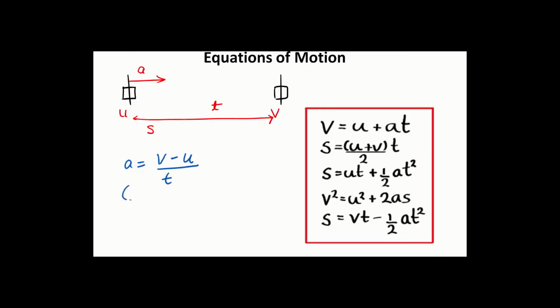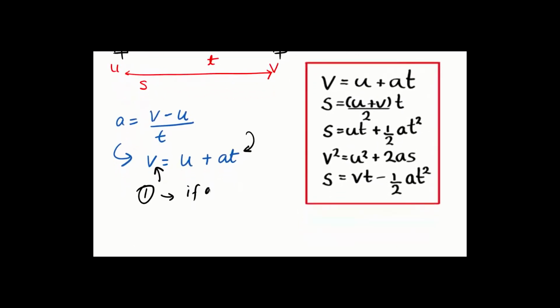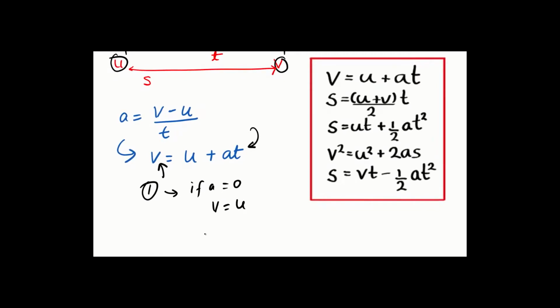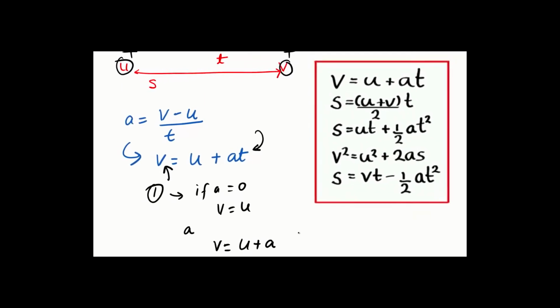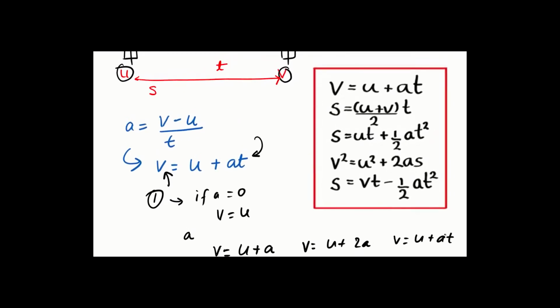So this equation can also be used to calculate the final velocity, which will be equal to u plus at. So this equation simply says that give me time, I'll give you the velocity. First thing would be that if acceleration is equal to 0, then v would be equal to u. Final velocity would be equal to initial velocity. There would be no change in velocity. But if it is moving with some constant acceleration a, then its final velocity v will be equal to u plus a after 1 second, or it will be u plus 2a after 2 seconds. So after t seconds, it will be equal to u plus a into t.